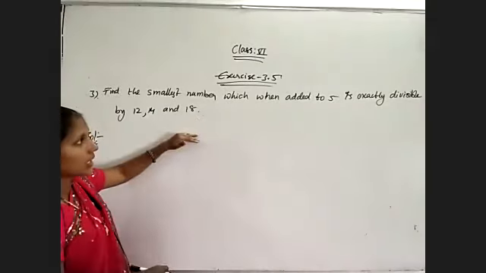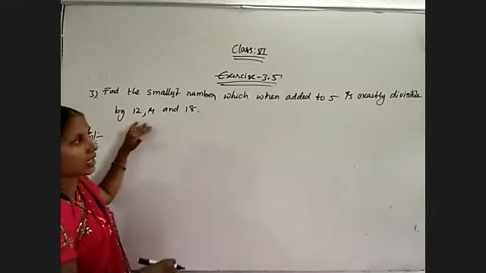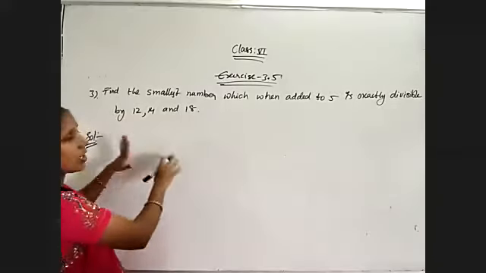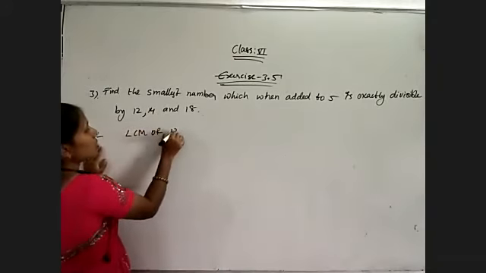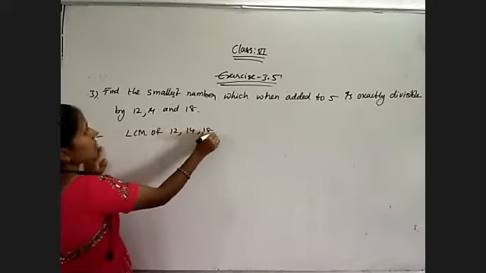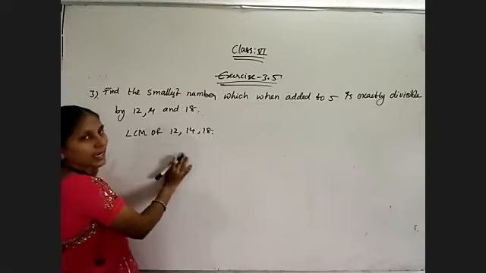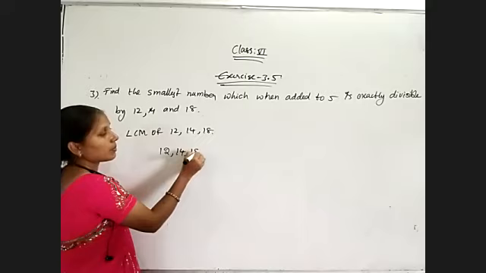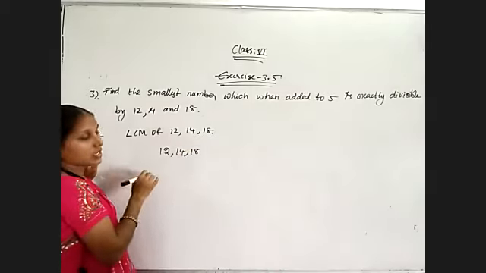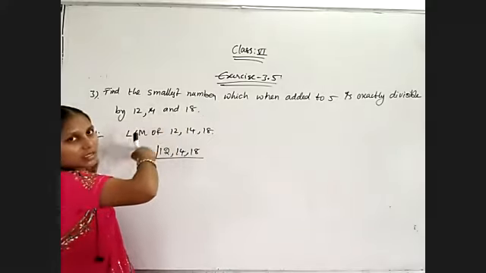After finding that, we check which when added to 5 is exactly divisible by these three numbers. So first of all, find out their LCM, then you will get the idea. So LCM of 12, 14 and 18. I am first finding the smallest number which is divisible by the given three numbers. You can use any method, the prime factors method or the division method. I am using the division method because I was not asked to use any particular method.